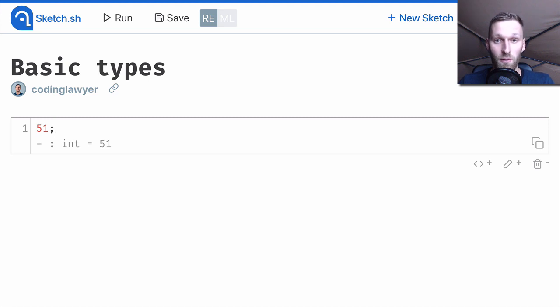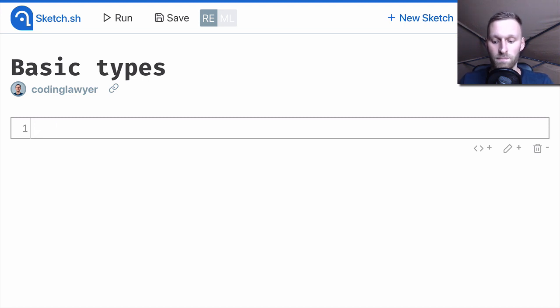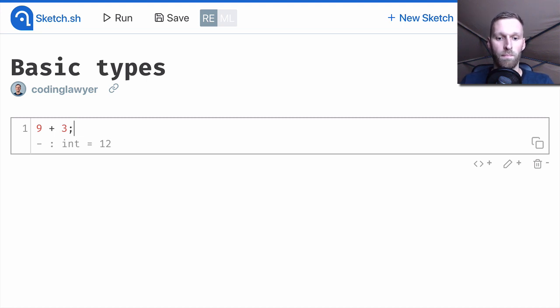Now, since we are dealing with integers, we can perform arithmetic operations using addition, subtraction, multiplication, or division. So let's start with simple addition. As you can see, 9 plus 3 is 12, and the result is again an integer. Now, let's use more operators. Now, we get 5, because Reason follows the usual priority rules in arithmetic expressions. And since division takes priority over addition, the result will be 5.